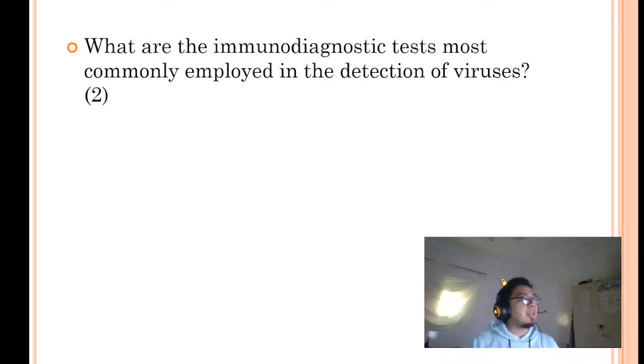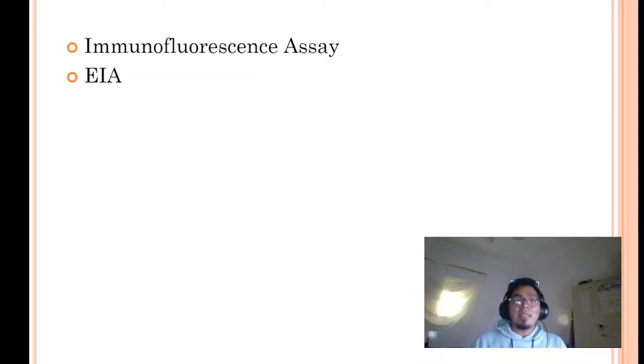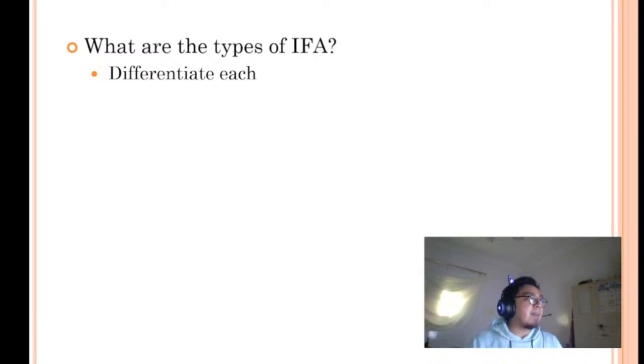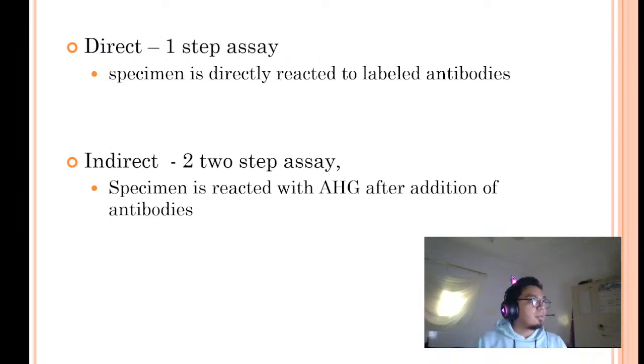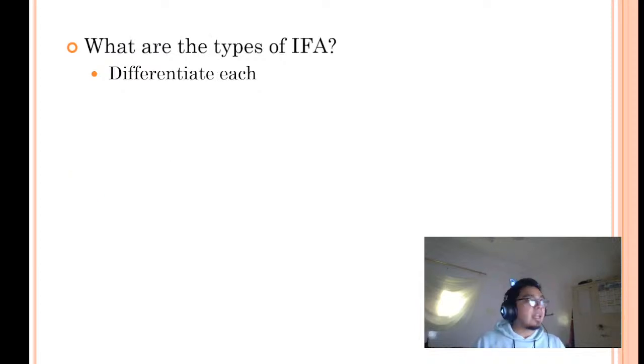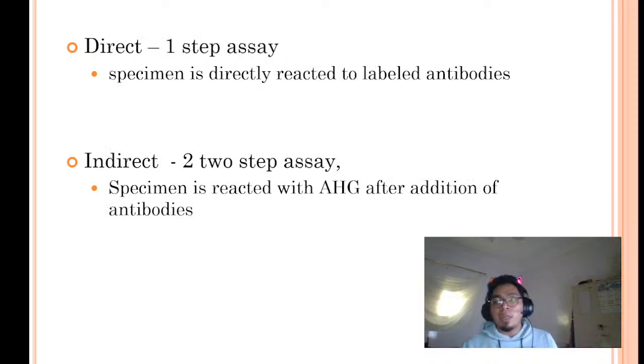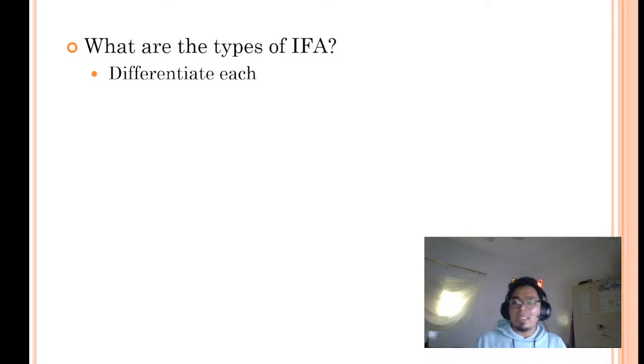Immunodiagnostic tests that are commonly employed to detect viruses: ELISA or enzyme immunoassay, and immunofluorescence, or what we call chemiluminescence. All right. What are the types of IFA that we can use? Direct, which is one step; indirect, which is two steps. We basically use labeled antibodies to cause the fluorescence. Indirect fluorescence assay will not be part of our discussion, that's why I skipped almost all of it, because it's mainly for serology.